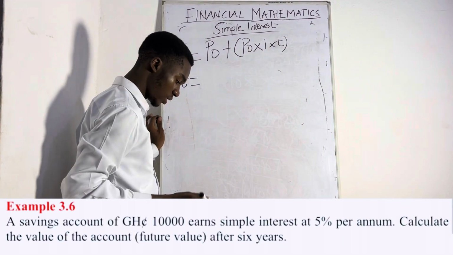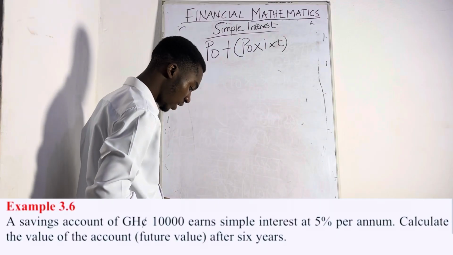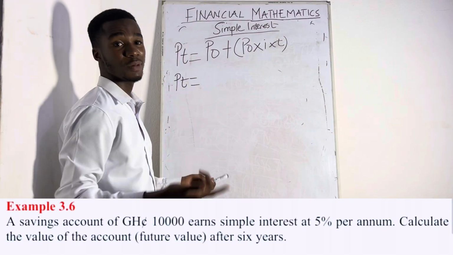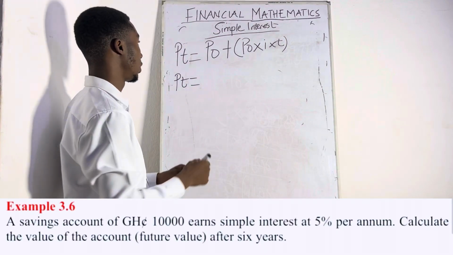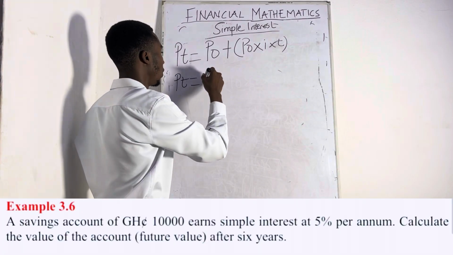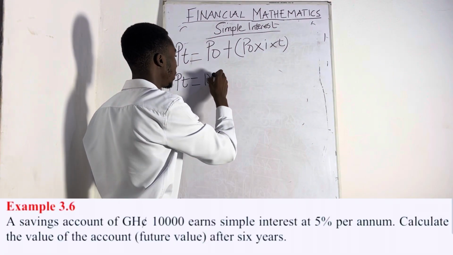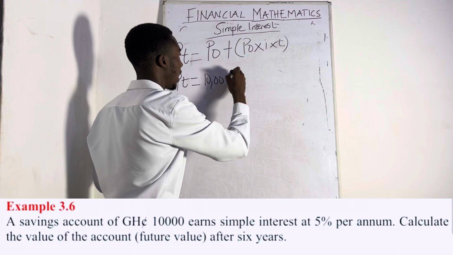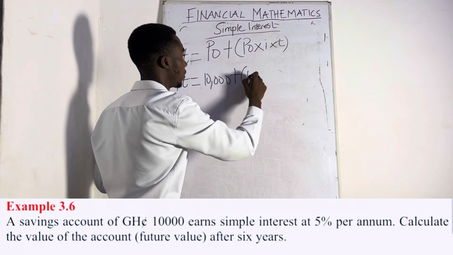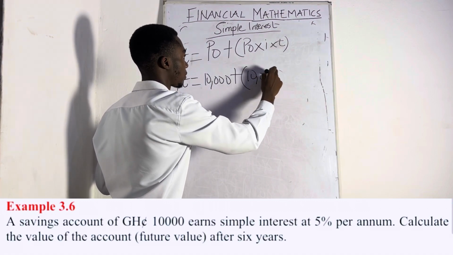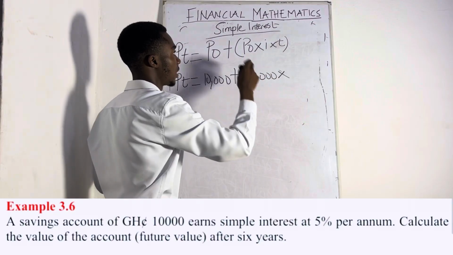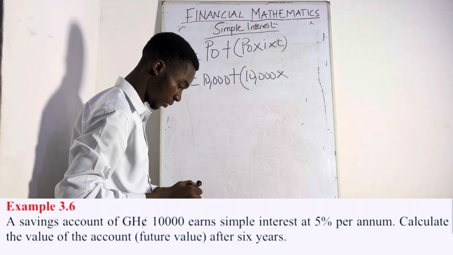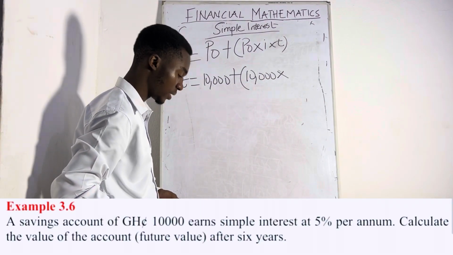to our principal. What's our principal in the question? It says a savings account of 10,000 cedis. So that becomes our principal. Do you get it? So it's equal to P0, which is our principal, so 10,000 plus our principal again, which is 10,000 times the interest rate. What's the interest rate in the question? The interest rate was 5% per annum.